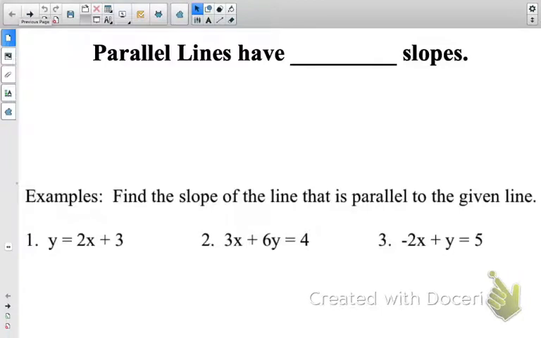This is the topic 5 video for notes on parallel and perpendicular lines. This goes along with page 24 in your chapter 4 packets.